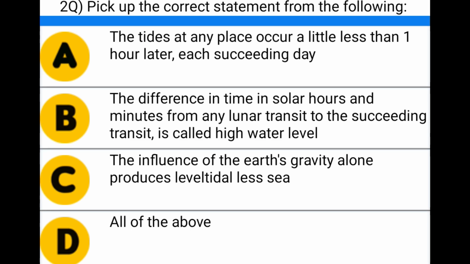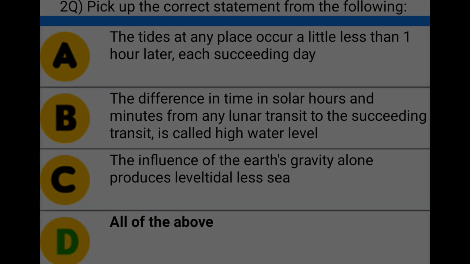Next question, pick up the correct statement from the following. Option A, the tides at any place occur a little less than 1 hour later each succeeding day. Option B, the difference in time in solar hours and minutes from any lunar transit to the succeeding transit is called high water level. Option C, the influence of the water at surface, earth gravity alone produces the level tidal less area. Option D, all the above. So the correct answer is option D, all the above.